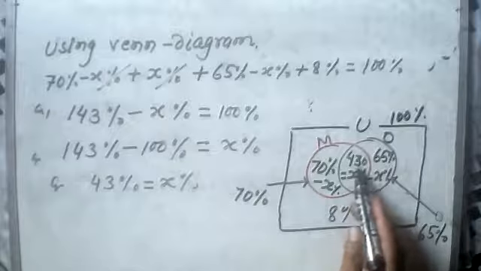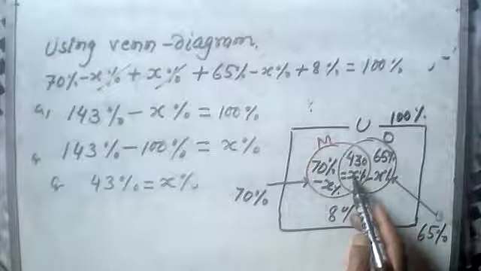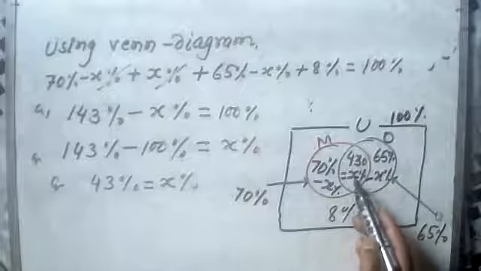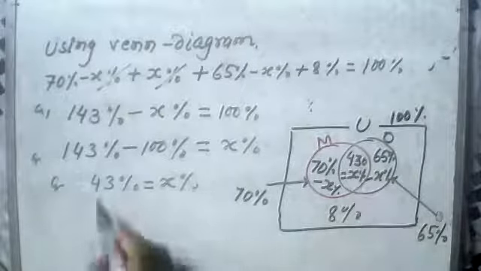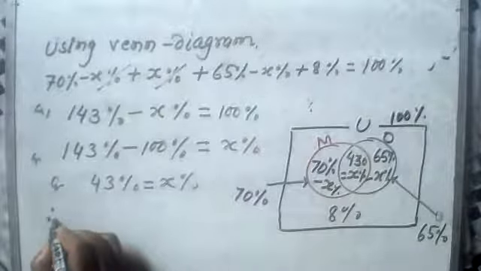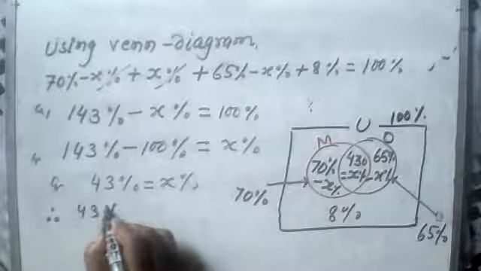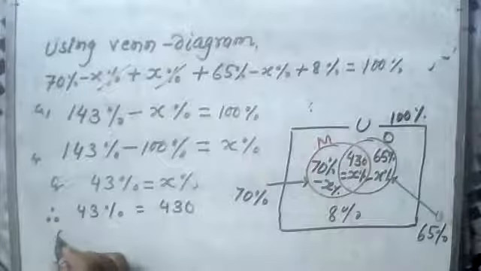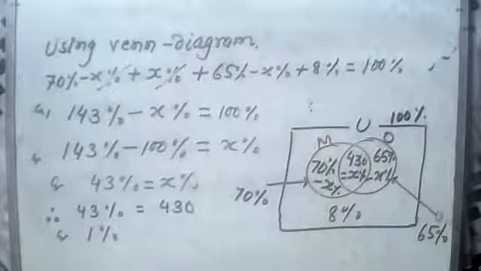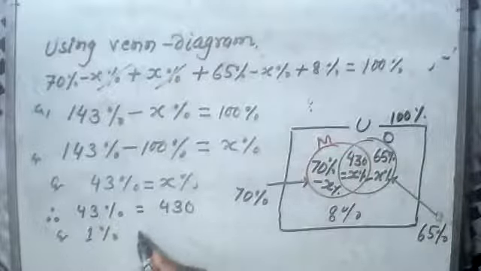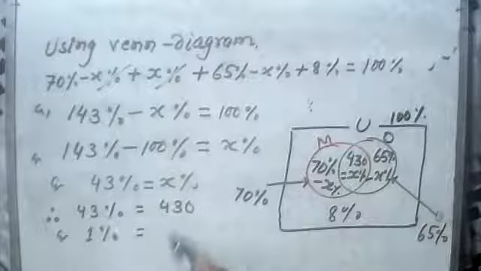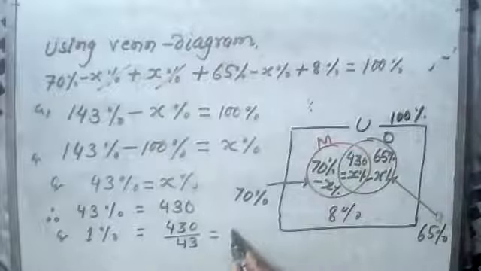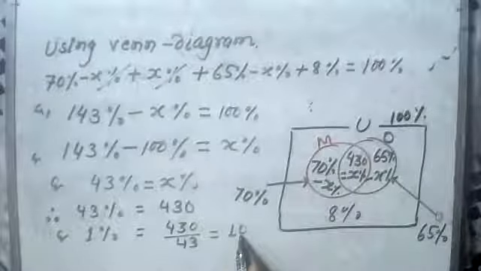43% is equal to 430. Now 1% is equal to what, and 100% is equal to what? We need to get 100%, not 43%. Therefore 43% is equal to 430. Using the unitary method, we need to get the value of 100%. 1% is equal to less or more? Percent is less, of course less. So we divide this by 43. That gives 10. 1% is equal to 10.